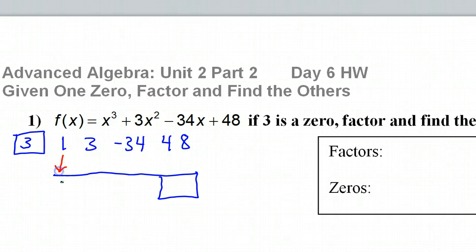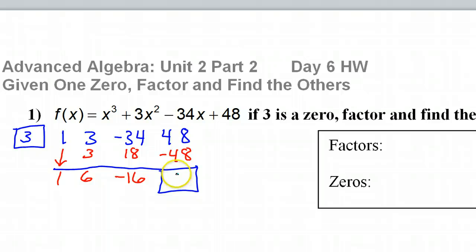Start by bringing down this 1, and then we multiply. 1 times 3 is 3, and then we add. 3 plus 3 is 6. And then we repeat. 6 times 3 is 18. Okay, and then negative 34 plus 18, that's going to be negative 16. And then negative 16 times 3 is negative 48. And that makes 0, as we knew.